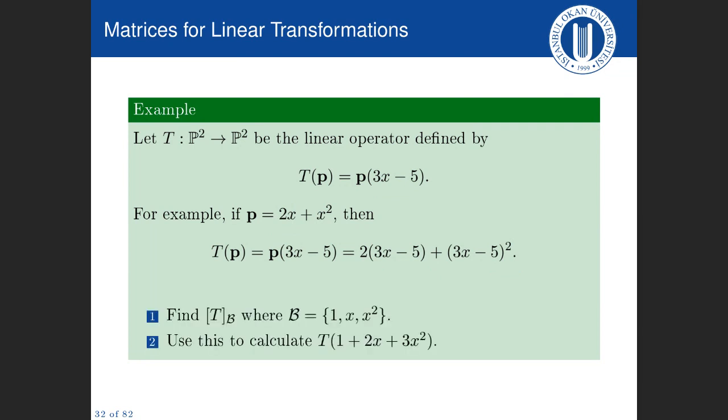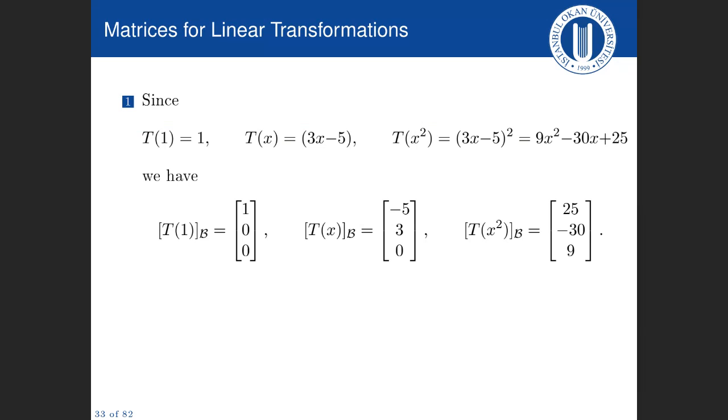But in this example, we're asked to do two things. Question 1: find the matrix for T relative to the basis B, where B is the standard basis, 1, x, x squared. And question 2: use this to calculate T of 1 plus 2x plus 3x squared. So, question 1.